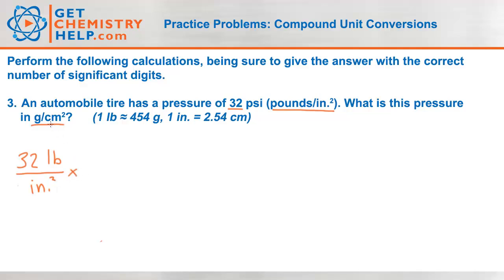And I'm trying to get to grams per square centimeter. Now once again, it doesn't matter which I do first. I could do pounds to grams first, or inches squared to centimeters squared first. So it gets the same answer mathematically. I'll just keep doing the top one first.